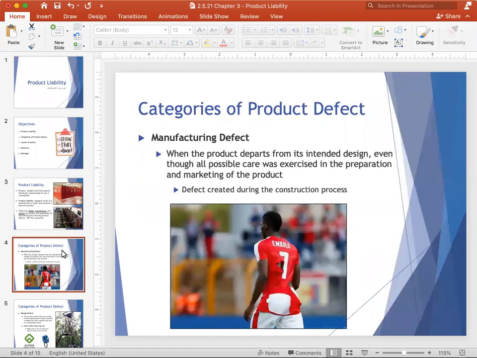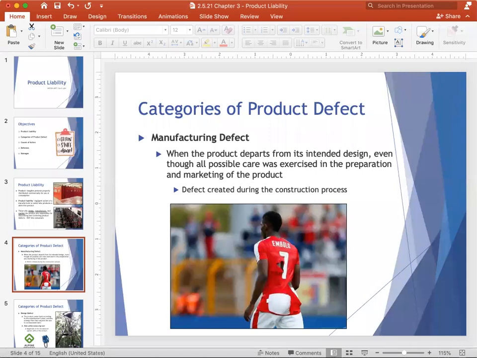Next, we'll talk about categories of product defect. A product is considered defective under product liability when the defect existed at the time that the product left the defendant. And once again, the defendant is typically the manufacturer, retailer, seller, or distributor. And if that product is defective and causes an injury, then there is potential product liability.